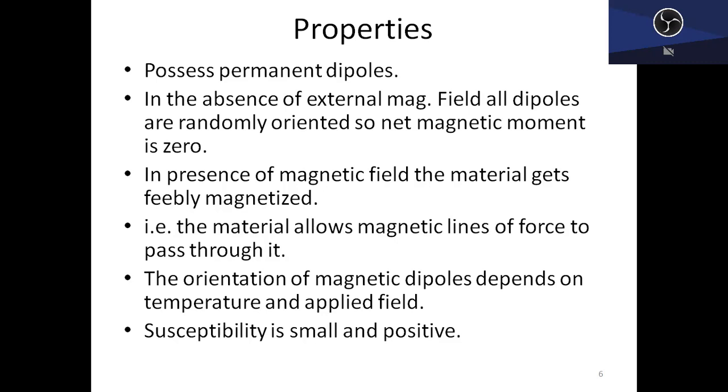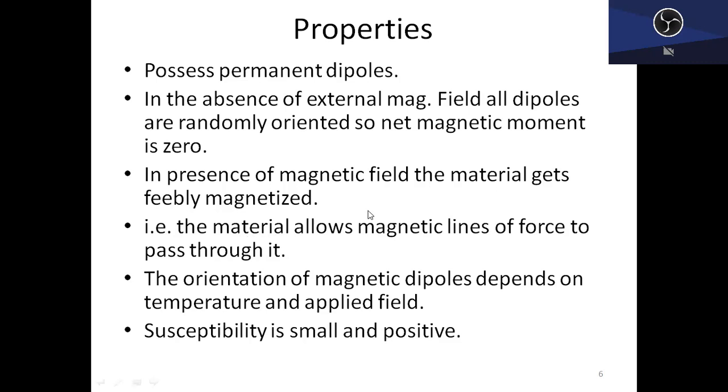So in the presence of a magnetic field, the material will get feebly magnetized, meaning it will get magnetized slightly more when compared with the diamagnetic material. What it means is feeble magnetism, and the material allows the magnetic lines of force. In our previous magnetic material, the magnetic lines of force are not allowed, in the case of diamagnetic material. That is also an important advantage for diamagnetic material, which we will discuss later in the part about superconductors. That is the reason we use diamagnetic materials for superconductors.